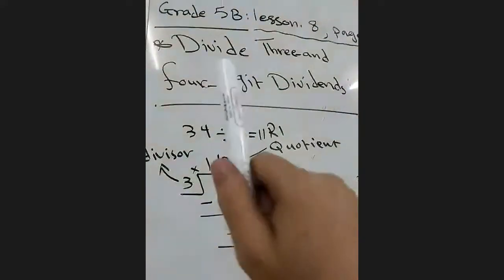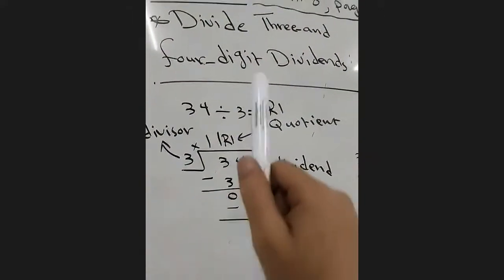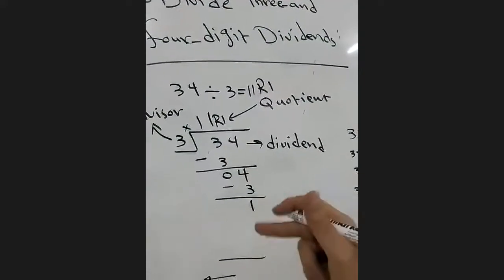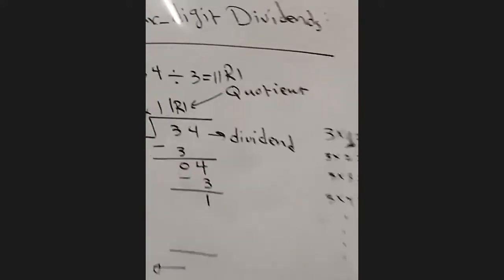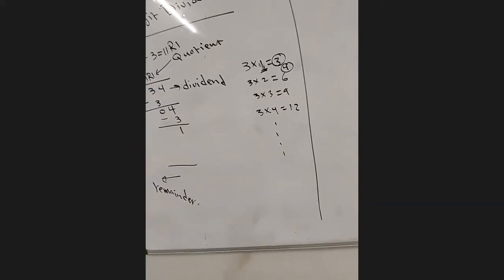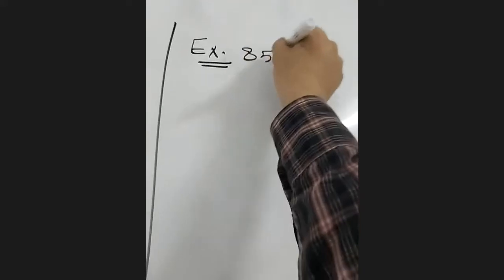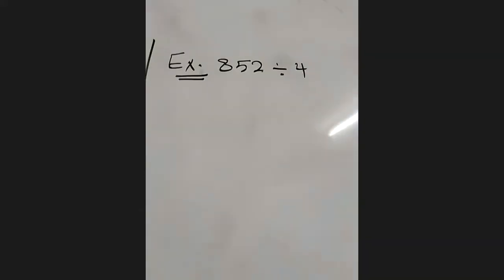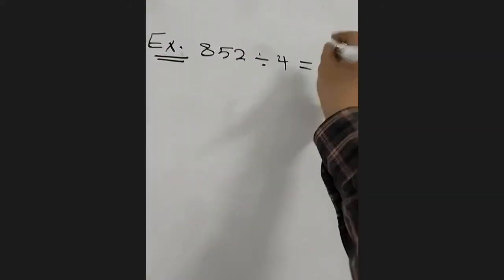Today we will take 3 and 4 digit dividends. Means in the dividend, we will have 3 and 4 digits. So we will make more steps because we will have more digits in the dividends. So let's take an example about dividing 3 and 4 digit dividends. I'll start with this example, 852 divided by 4. Example, and please focus, guys, 852 divided by 4. Now here I'll put equal.